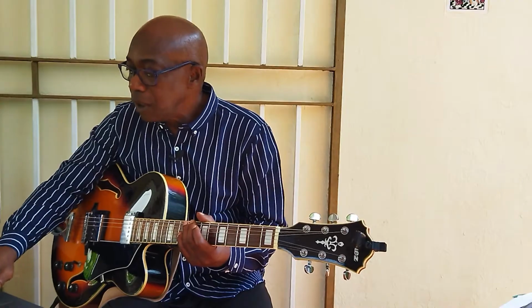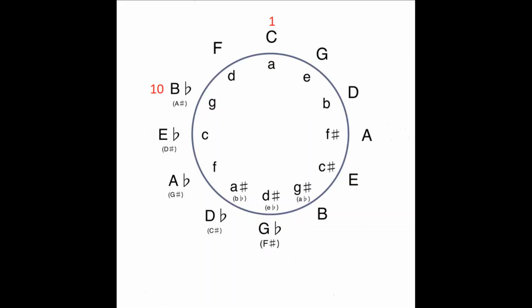So here we can see the idea or the concept on the cycle of fifths, the notes around the cycle of fifths. C is the first tone, and we can see that B flat is the 10th tone. And it's so easy because B flat is at 10 o'clock.